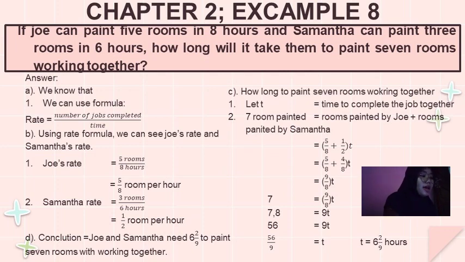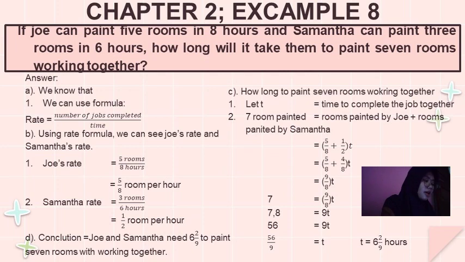So let T be the time to complete the job together. 7 rooms painted is rooms painted by Joe plus rooms painted by Samantha: 5 per 8 plus half, that is 5 per 8 plus 4 per 8, times T. 7 equals 9 per 8 times T.